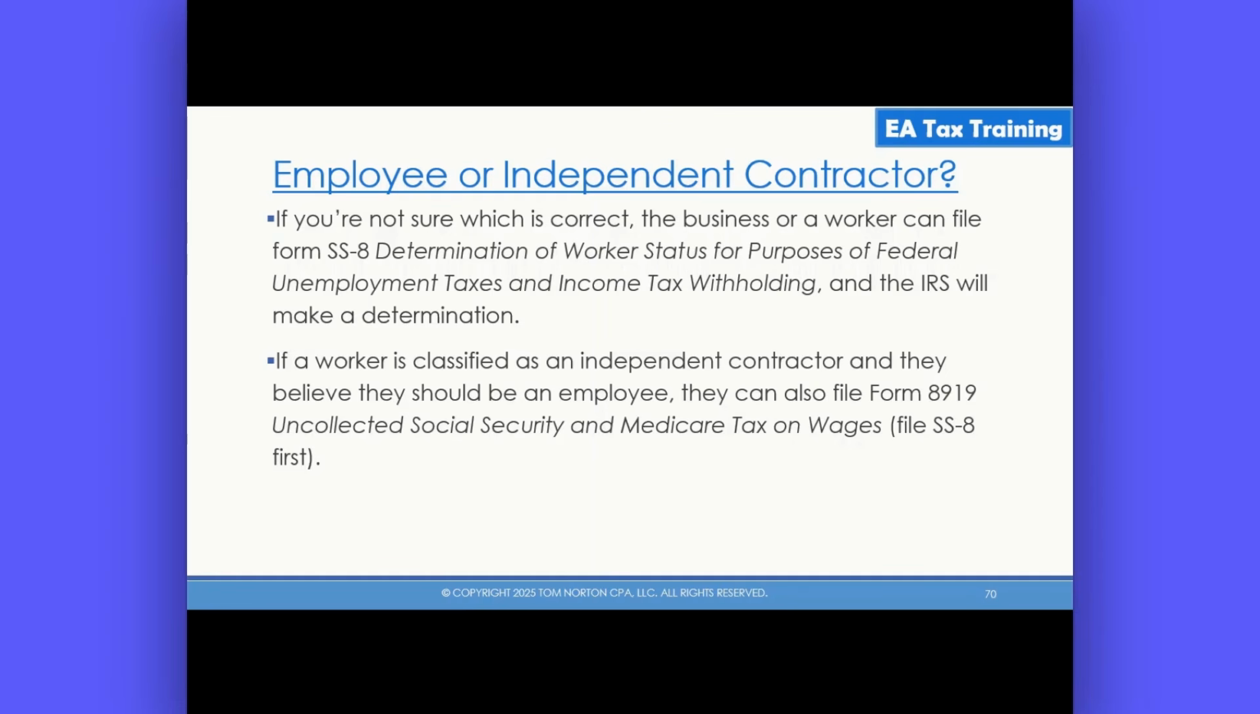If a worker is classified as an independent contractor and they don't agree, they think that they should be an employee instead, then what they can do is first they should file the SS8.